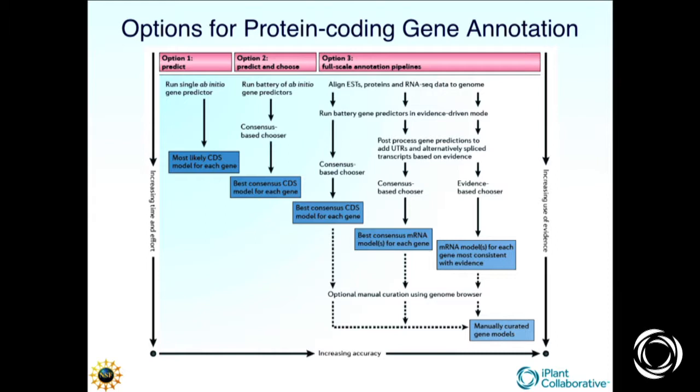Most projects don't have the resources to do all of these things. This is sort of a step scale of, on the one hand, what's easy and cheap to do but not as accurate, and that would be doing, say, a single ab initio gene predictor, and then more work using a variety of ab initio predictors, and then using a consensus to choose the best, and then various methods to apply evidence. So as you go this way, you get increased accuracy, but it's also going to cost more and be more time-consuming.